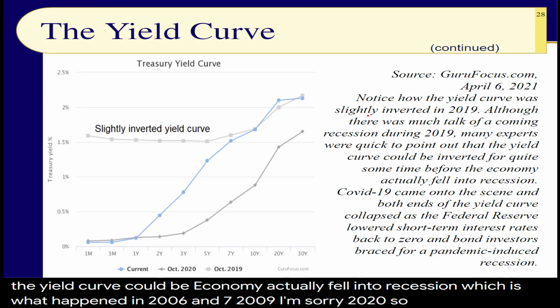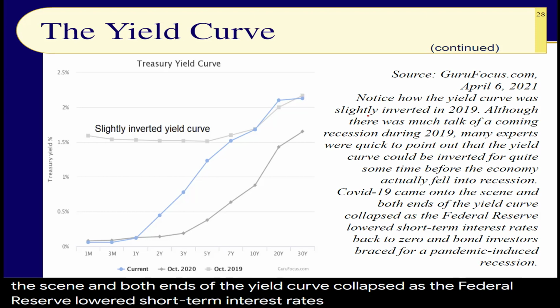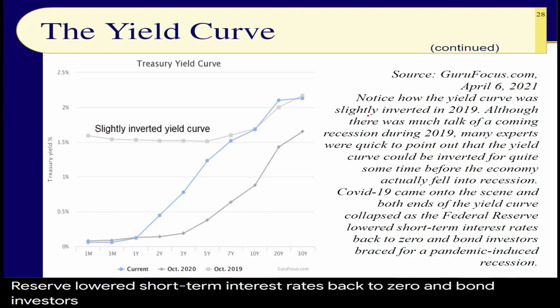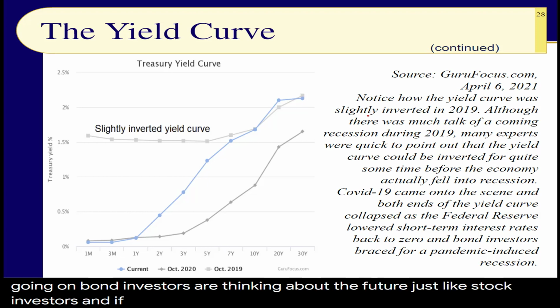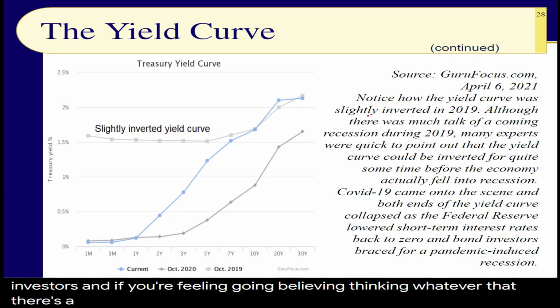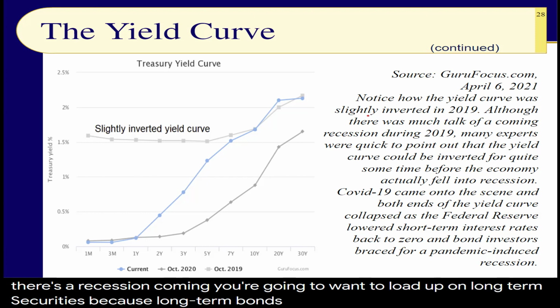2020 saw COVID come onto the scene, and both ends of the yield curve collapsed as the Federal Reserve lowered short-term interest rates back to zero and bond investors braced for a pandemic-induced recession. So you see what's going on? Bond investors are thinking about the future just like stock investors. And if you're feeling, believing, thinking, whatever, that there's a recession coming, you're going to want to load up on long-term securities, because long-term bonds, because those prices are going to rise the greatest.